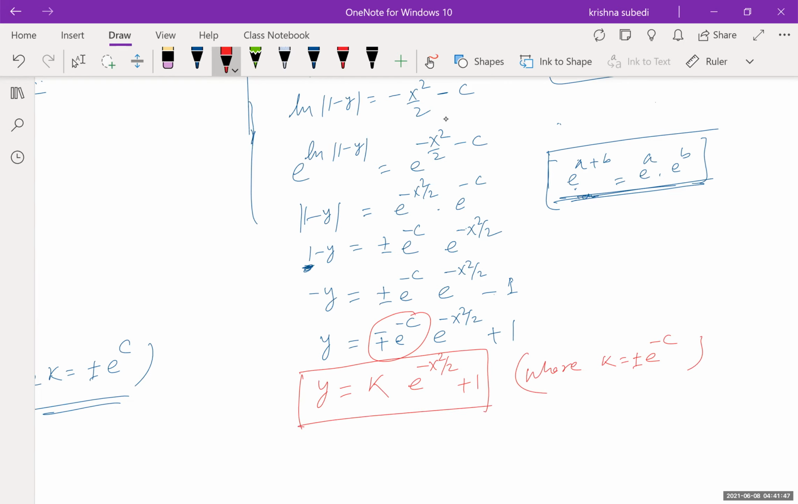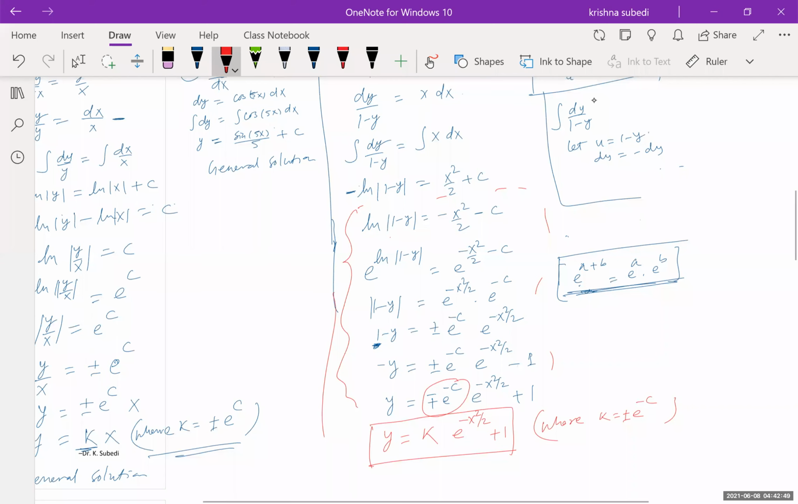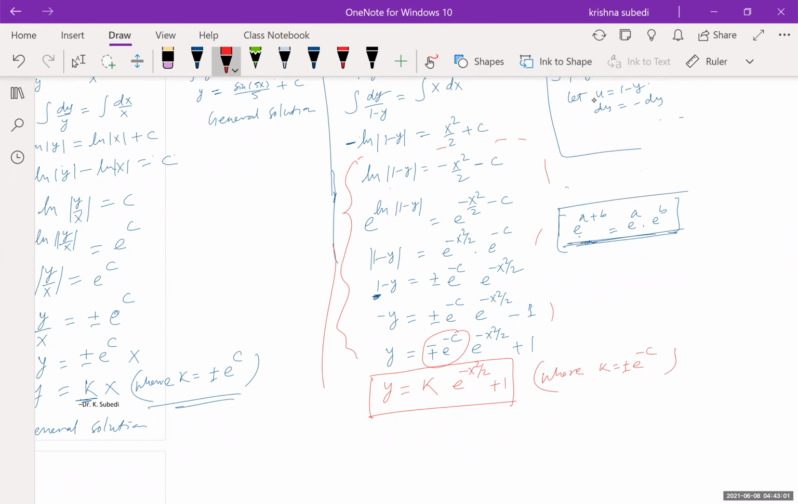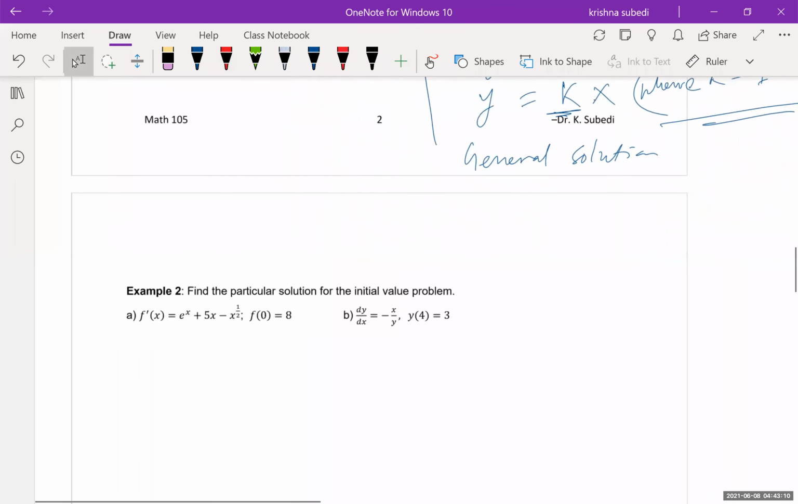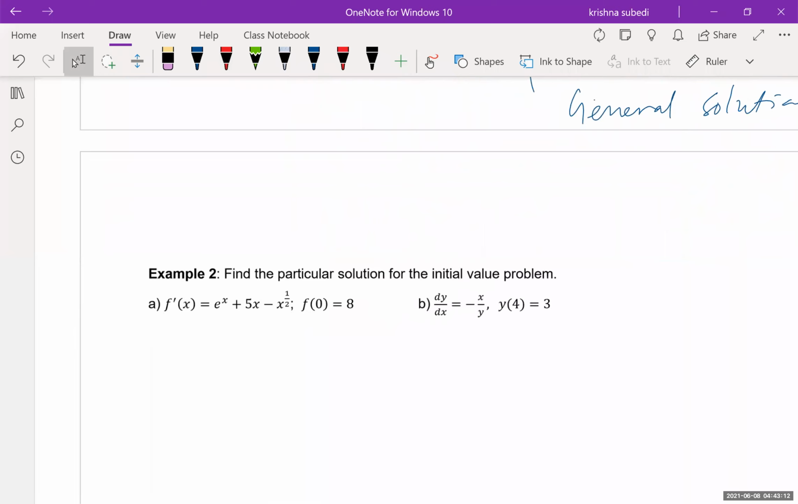Any questions, guys, so far? So far we have talked about general solutions, okay, in each and every question. Now let's look at particular solutions. What does that mean? How do we find a particular solution? Okay, so let's go to example 2.